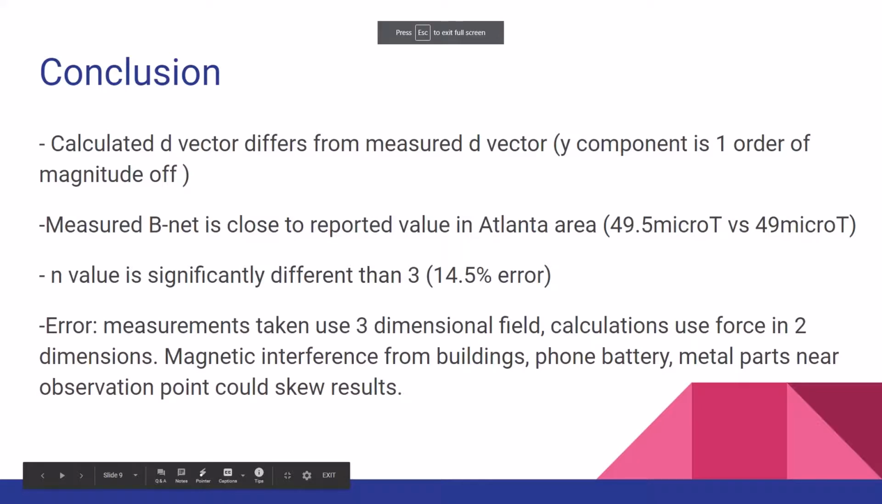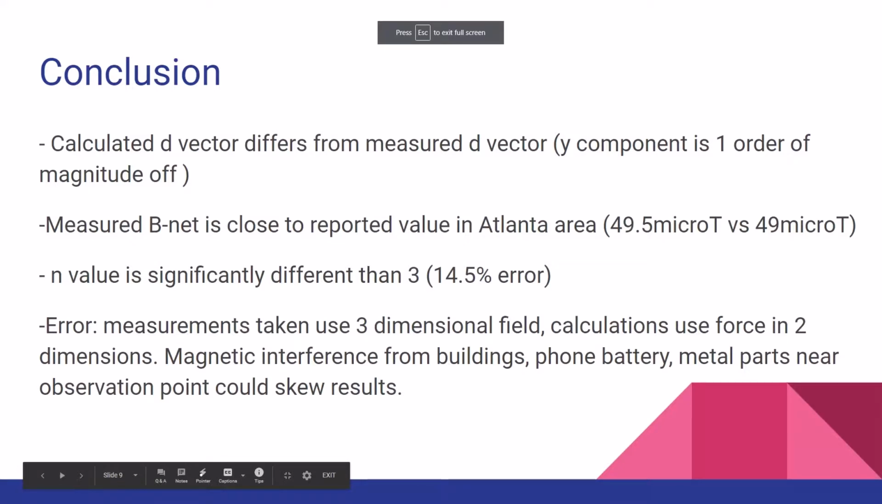In conclusion, the calculated d vector differs from the measured d vector. The x component is off by a factor of about 100% in error, and the y component is about an order of magnitude off. The measured B net is close to the reported value for Atlanta. We measured it to be about 49.5 microteslas versus the 49 microteslas that we were given as the value there. The n value is significantly different than 3. That's the negative 2.56. It is supposed to be 3, and that leads to about a 14.5% error.